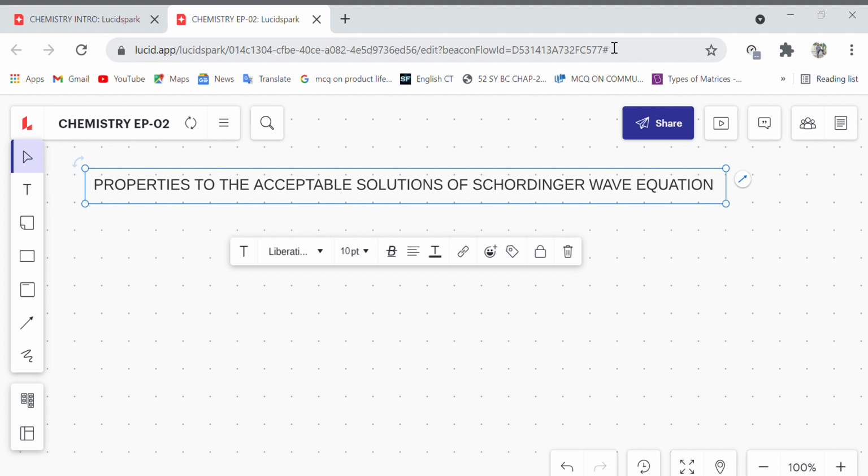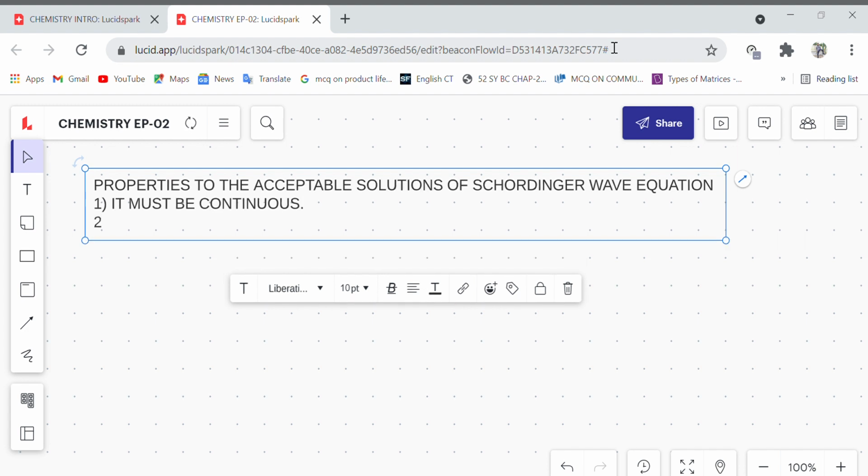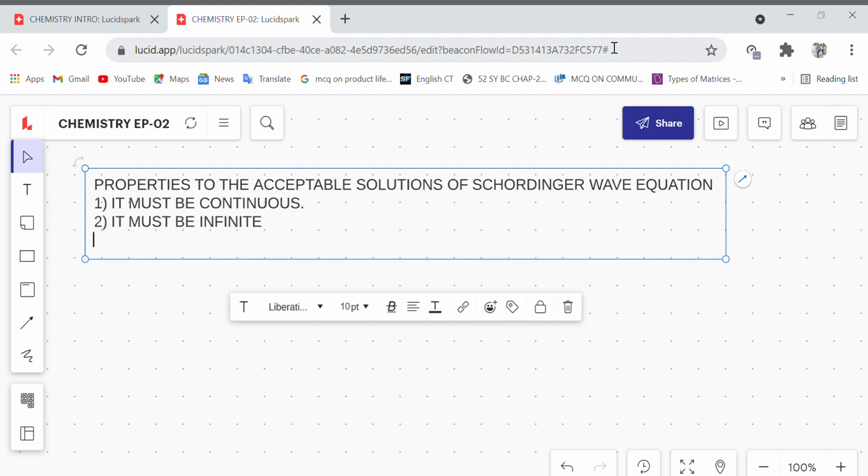So now we will learn about the properties. What's the first property? It must be continuous. Then it must be infinite. Then it must have a single value.